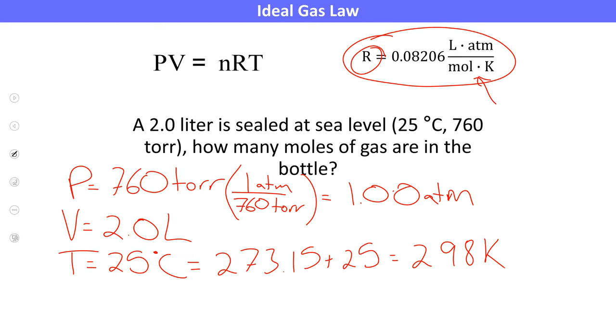Plug and chug, plug everything in, solve for n. Again, you can do your algebra first if you want to move the variables around and solve for n before you plug things in. It might be less writing. Depends on how comfortable you are with algebra, but I'm not going to be super picky when it comes to grading. Write it how it works for you. If I rearrange it first, divide both sides by RT, you get moles equals pressure times volume over R times T.